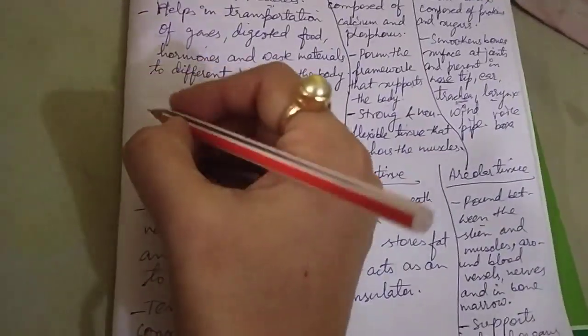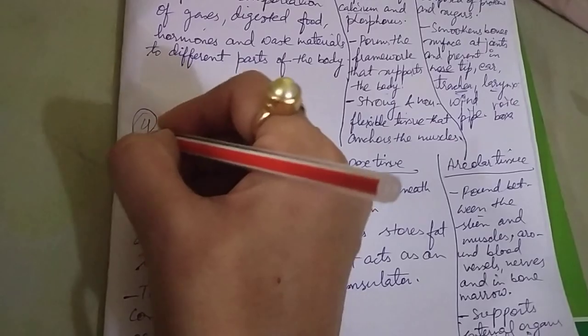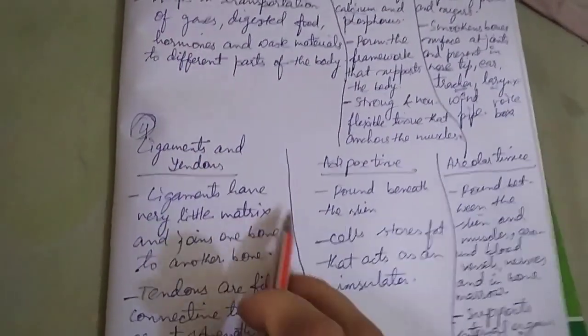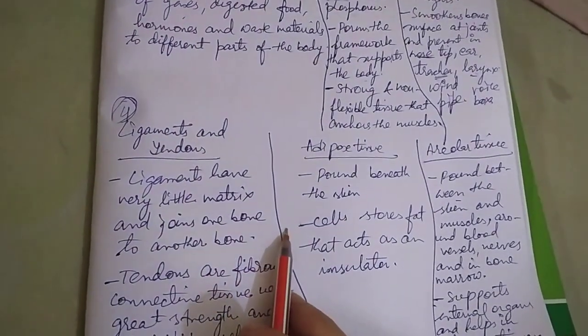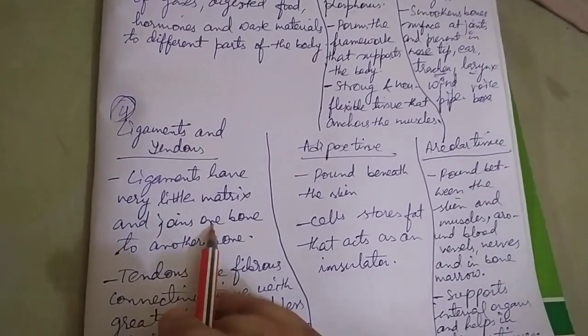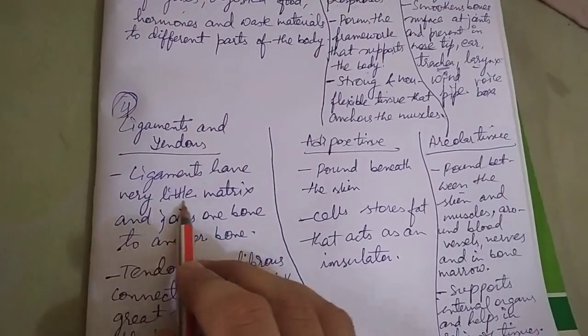Now the fourth type of connective tissue is ligaments and tendons. You must have learnt about ligaments and tendons in class 7, if you remember. Ligaments are nothing but they have very little matrix.